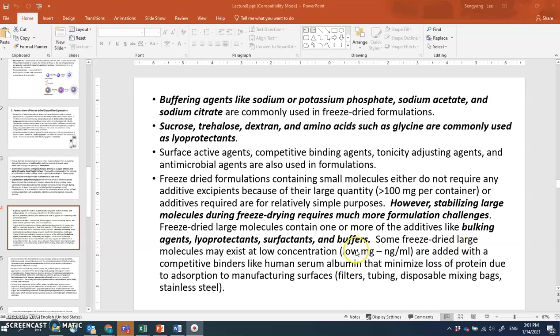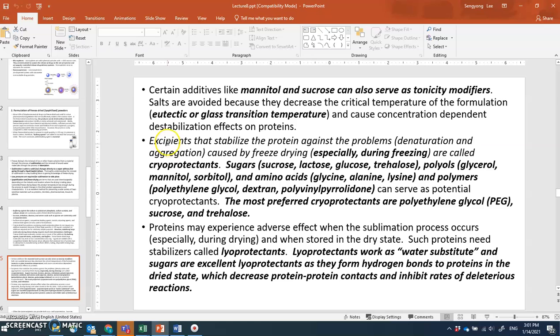So you may need to add competitive binders like human serum albumin, extra proteins that can protect your drug molecule from sticking to the container, where you would lose it. Okay, so you have to add extra protection. That's what it means. It will prevent absorption loss on filters, tubings, or primary containers. That's what it means. And then you may need to add something like mannitol.